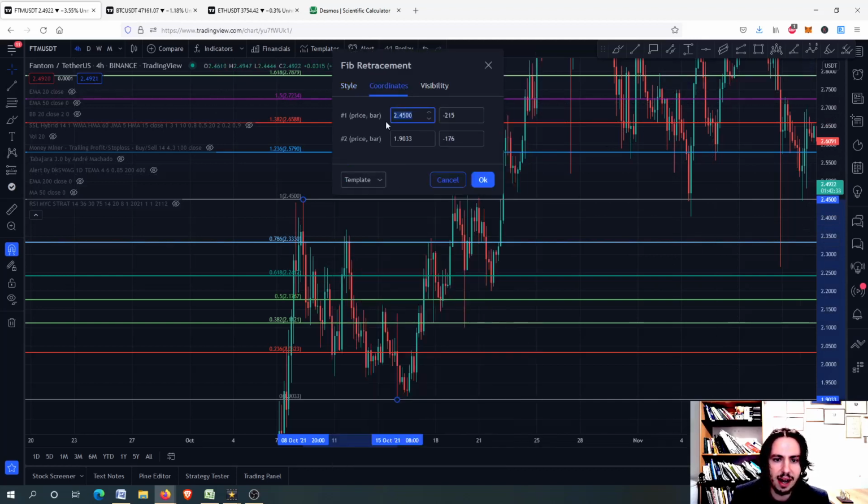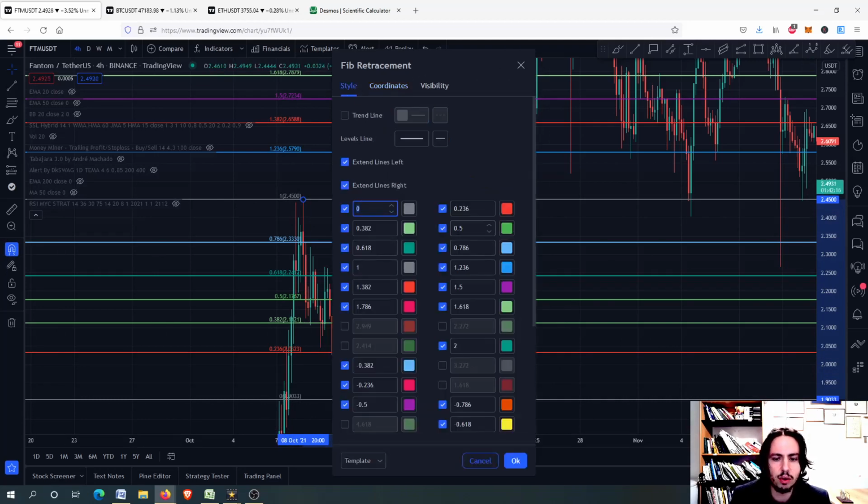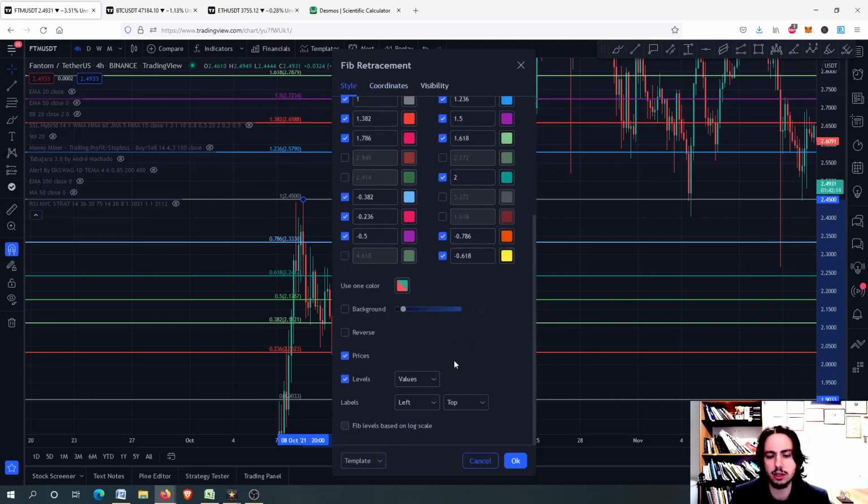The coordinates are the prices, the high, the low, and the bars, the time zone. So right here we had the 2.45 and the 1.90. If you enable the magnet, you don't want to use the coordinates as well. You don't have to. So these are the main settings you should be using on the Fibonacci retracement.